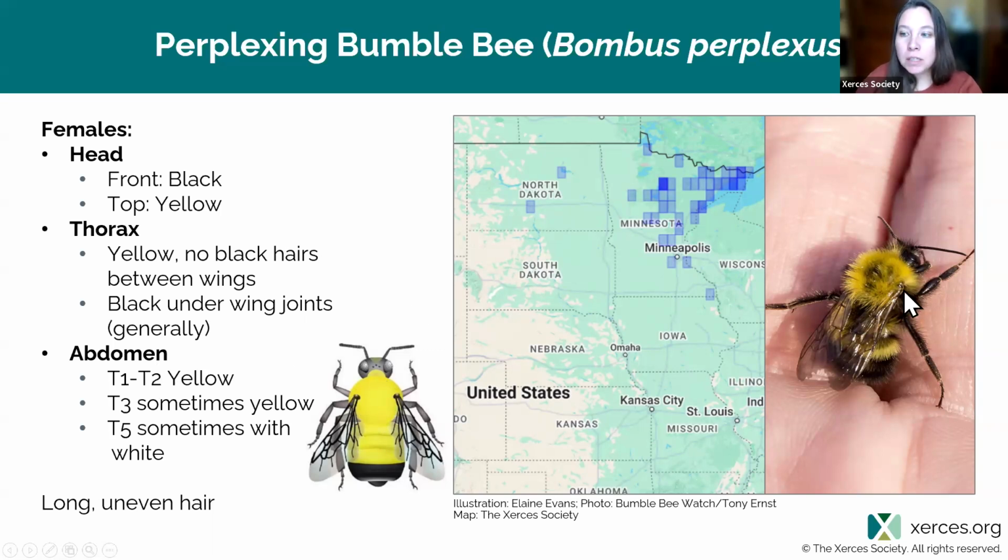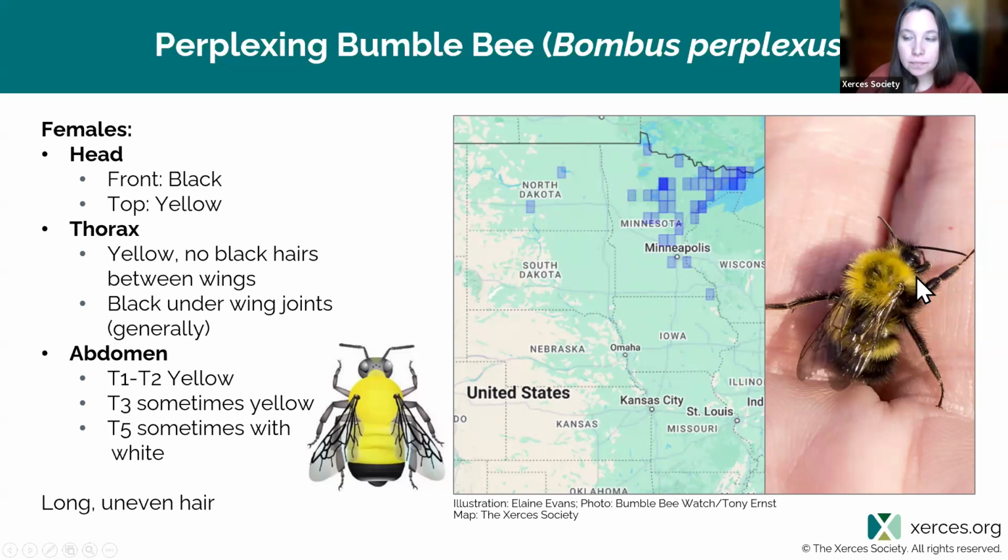And then often you will see black hairs underneath the wing joints. The amount of black hair underneath the wing joints can be quite variable. Sometimes you'll see lots and lots of black hairs. Sometimes you'll just see a few towards the bottom of the thorax. So it just depends on the individual you're looking at. But it is a nice cue that you're looking at a Bombus perplexus if you see a lot of black hairs like that.